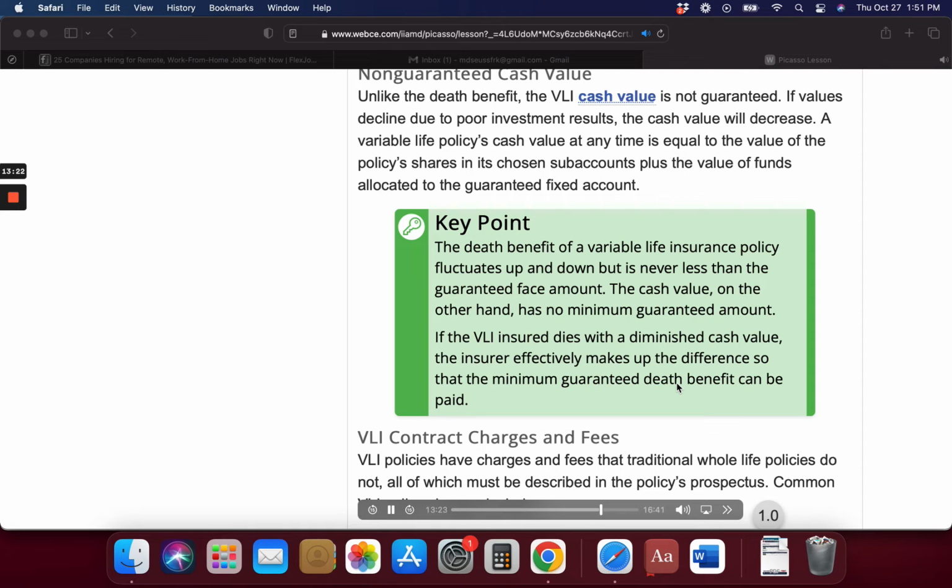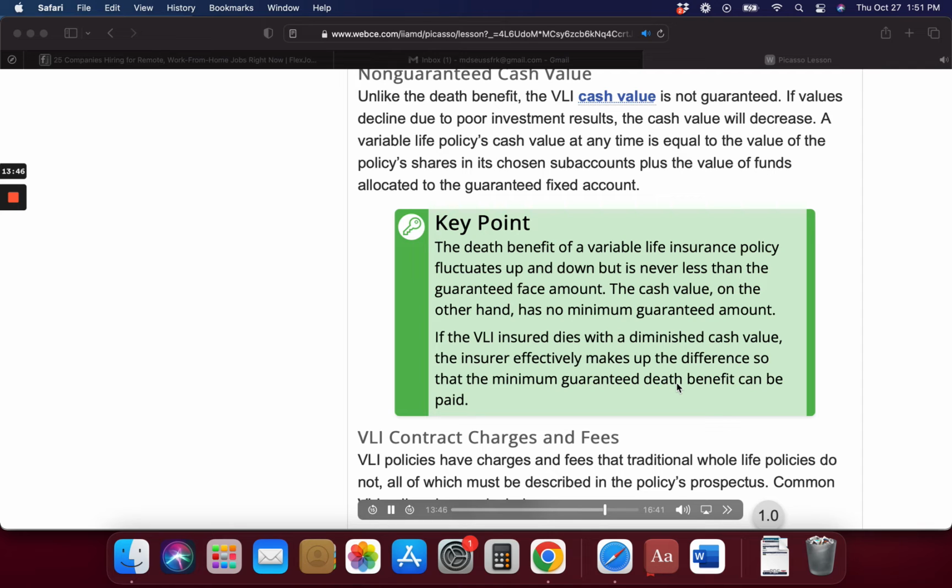Key point. The death benefit of a variable life insurance policy fluctuates up and down but is never less than the guaranteed face amount. The cash value, on the other hand, has no minimum guaranteed amount. If the VLI insured dies with a diminished cash value, the insurer effectively makes up the difference so that the minimum guaranteed death benefit can be paid.